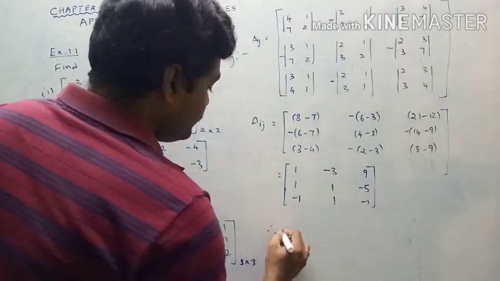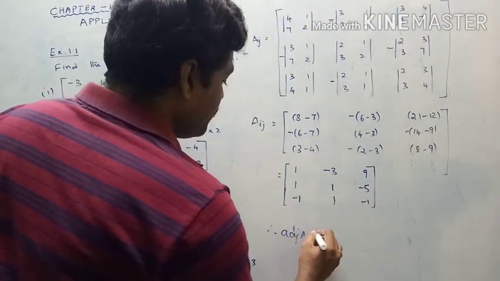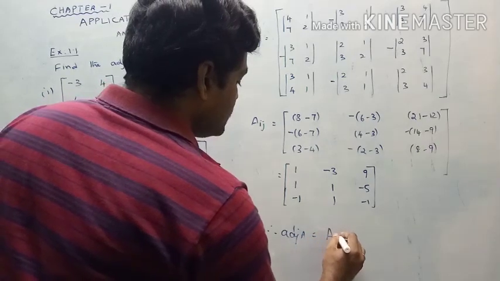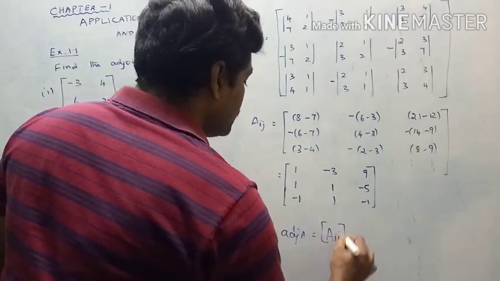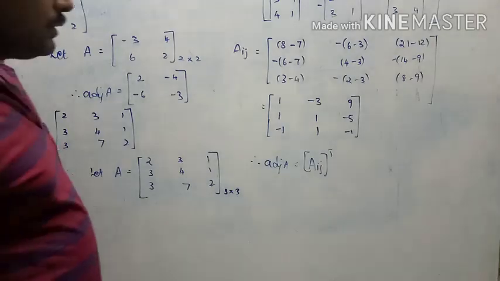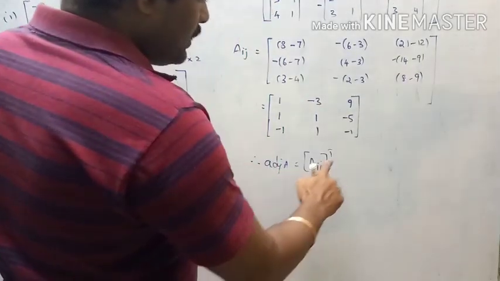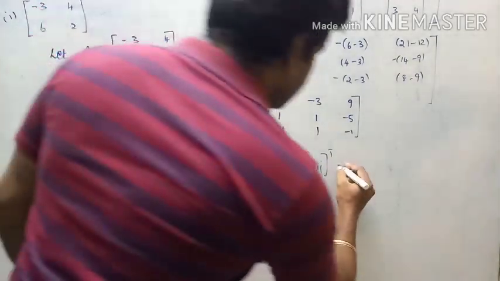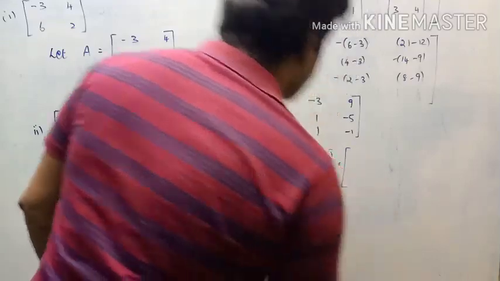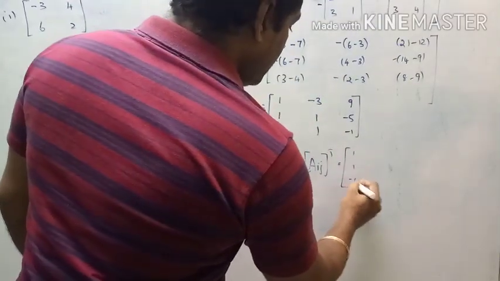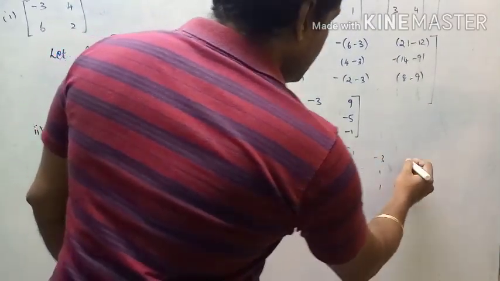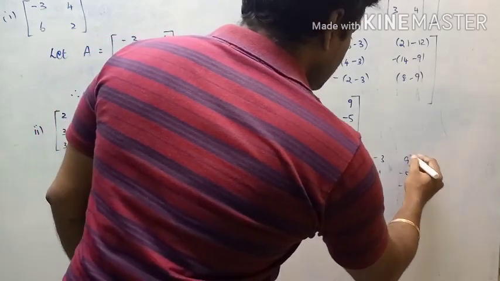Now adjoint A is the transpose of the cofactor matrix. For finding adjoint A, take the transpose of the cofactor matrix. See: 1, minus 3, 9, and the rest of the cofactor matrix entries, 1, 1, minus 1, minus 3, 1, 1, 9, minus 5, minus 1.